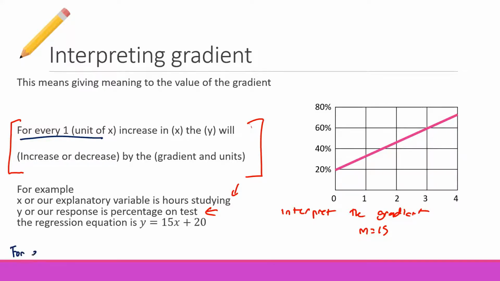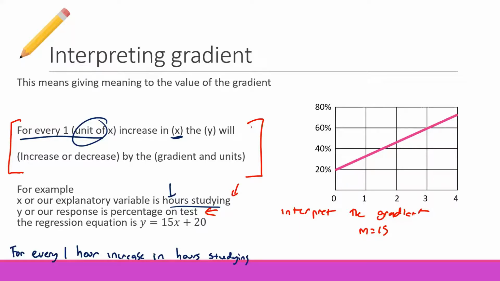For every 1, now what are the units of x? What are the units of x? Well, the unit of x is hours. For every 1 hour increase in, what is x? X is hours studied. So every 1 hour increase in hours studied, or in hours studying.